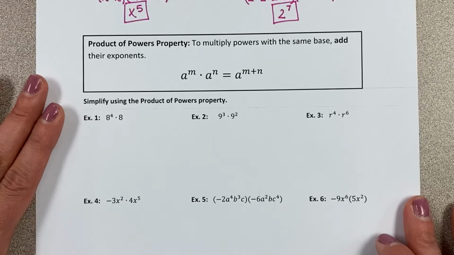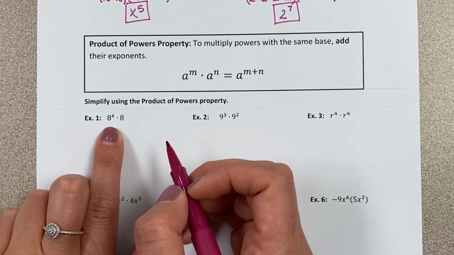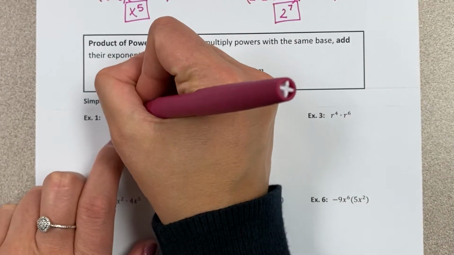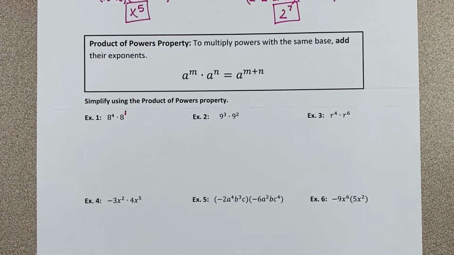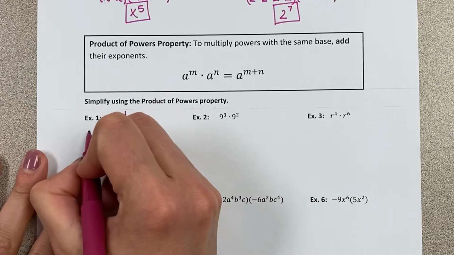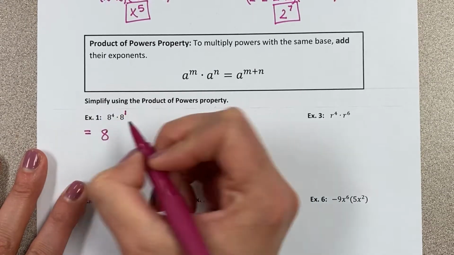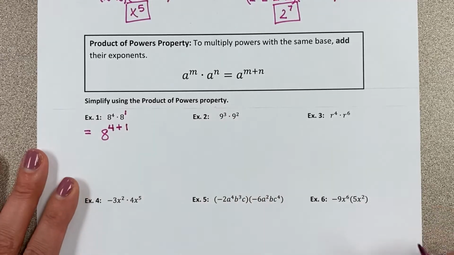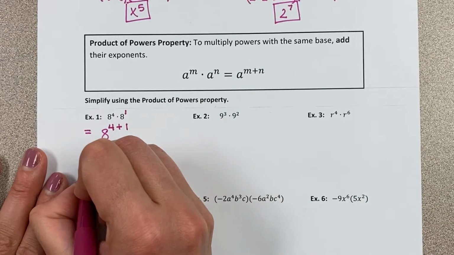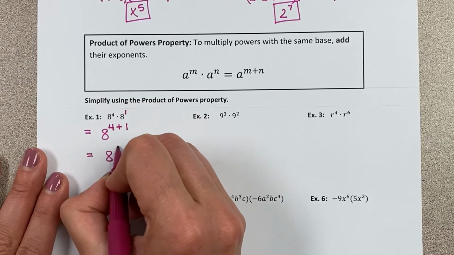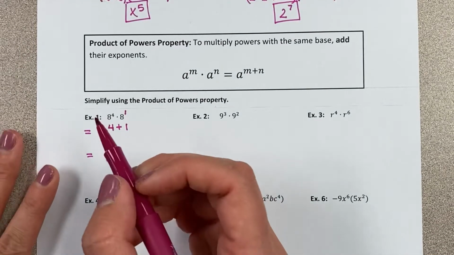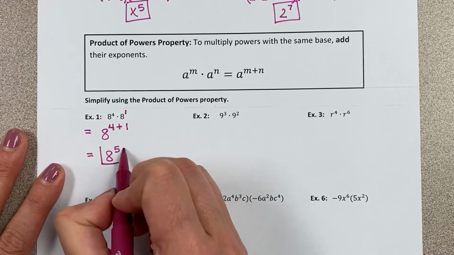So for example 1, I have 8 to the fourth times 8. Now 8 is all by itself, but what's really there is an exponent of 1. So when I do this, I'm thinking 8, and I'm adding 4 plus 1. So our answer is going to be 8 to the fifth power. They do not want you to simplify it anymore. You're going to keep it with an exponent.